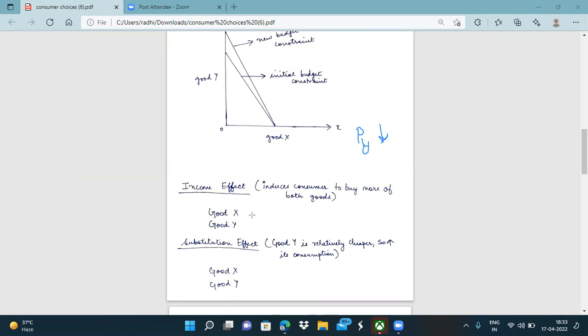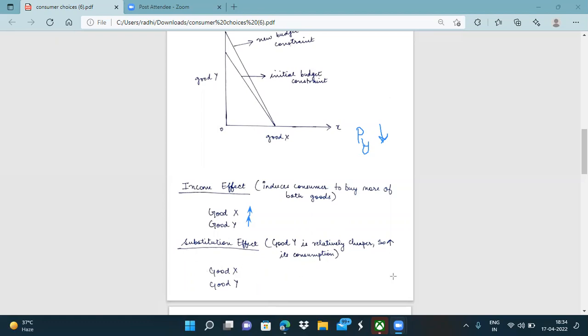So he would wish to increase his consumption of good eggs, and at the same time, he would even like to increase the consumption of good wine. So we will notice that he would like to increase the consumption of both good eggs and wine as his real income has increased. His purchasing power is increased.